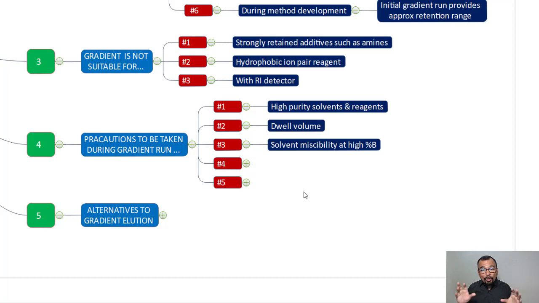So it is very important that you understand the miscibility of the aqueous part, and the precipitation of the salt buffer at the higher proportion of the organic solvent, so that you will not end up with tubing blockage or pump issues while running the chromatography.